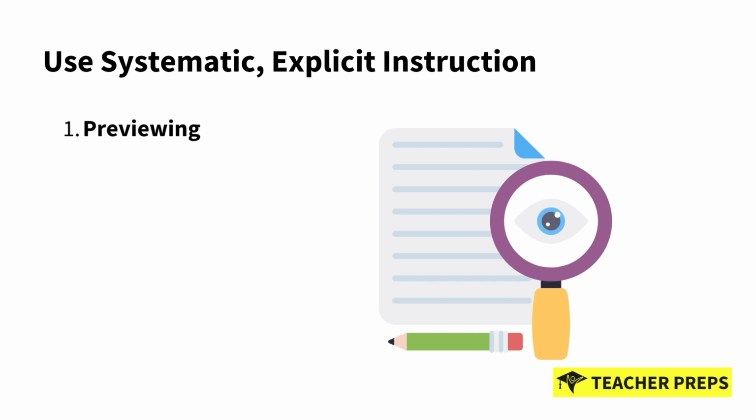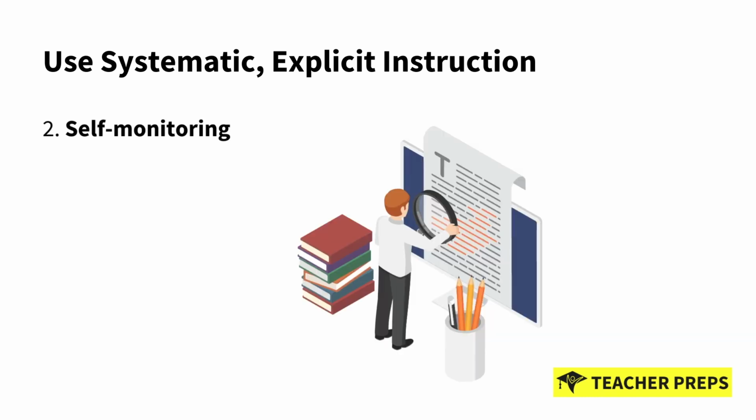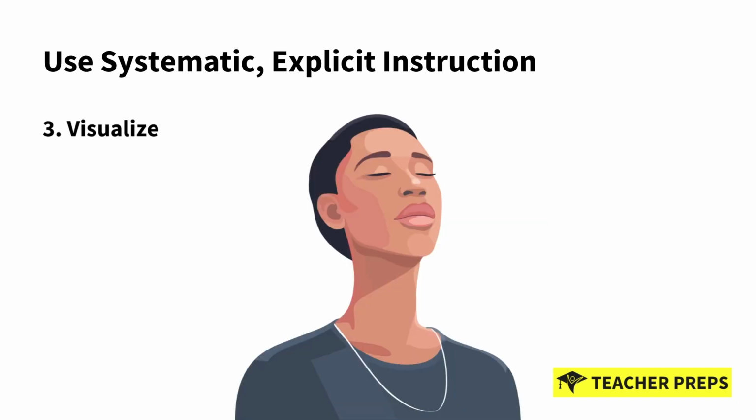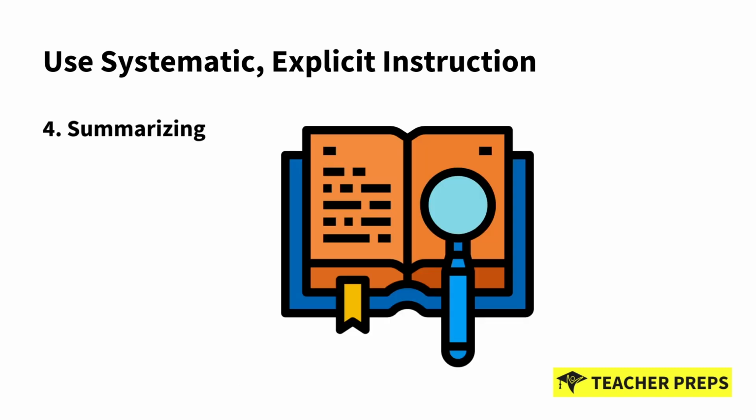Great. Now let's move on to self-monitoring to help students become aware of their understanding and recognize any parts of the story that may feel confusing to them. Next, teach students to visualize by creating mental images to deepen their understanding. And encourage summarizing to condense information to grasp the main ideas and most important details.